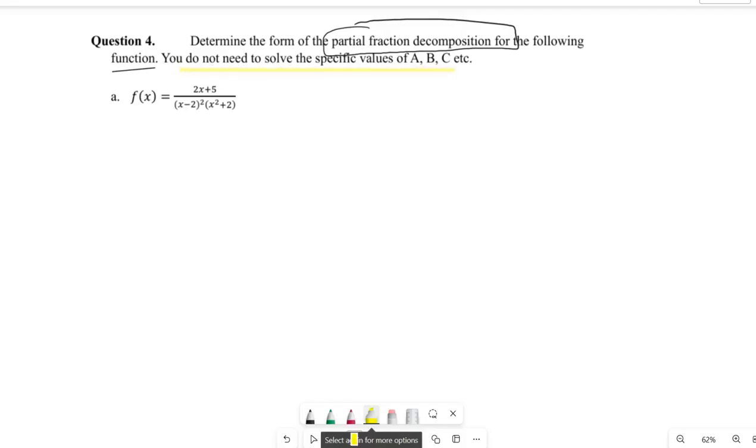You don't even need to solve for A, B, C. You just need to write it down. I'm just testing you guys on how to split. So let's work on this.